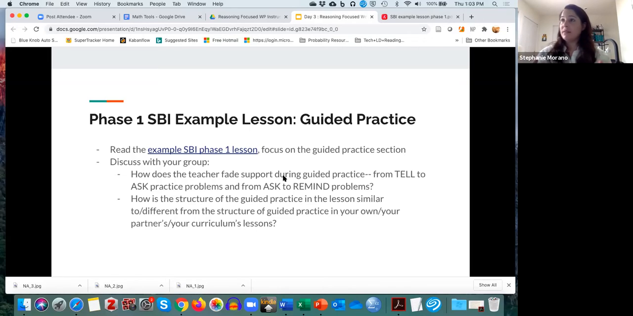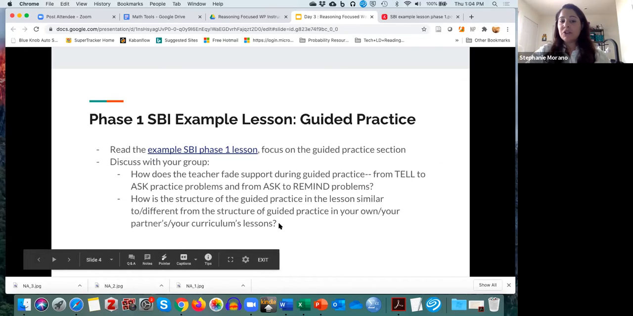So this is a full lesson plan. You'll see an opening, a model, guided practice, independent practice, and a lesson close. You can skim through the whole thing if you haven't already, but I want you to really focus your attention on the guided practice section of the lesson plan. So ask, how does the teacher fade support through guided practice?